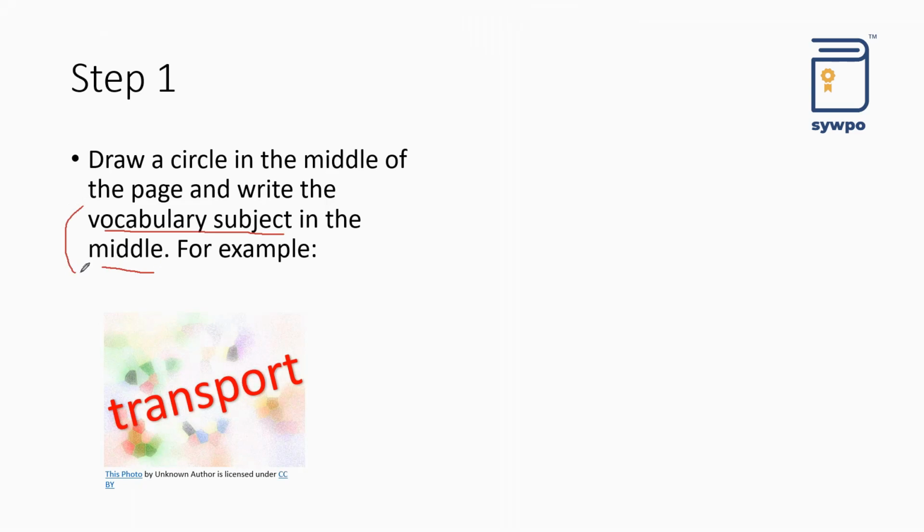All right. So what you do, you draw, for example, for the subject, I'm going to do it right now. You see, I drew a circle in the middle of my page and I wrote the word transport because that's the main topic. That's the vocabulary given to me from my teacher, or that's the subject of my mind mapping. So the first step is draw a circle in the middle of the page, write the vocabulary subject in the middle of that circle. Okay.